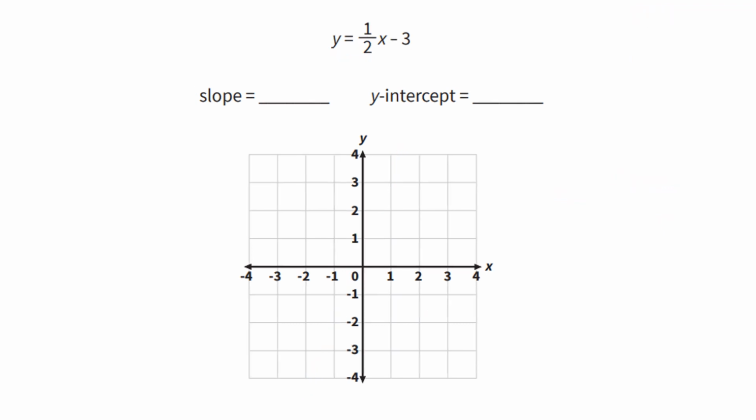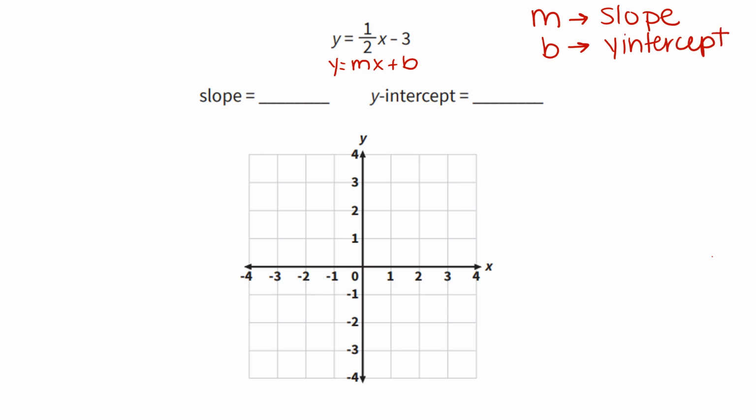Problem 2. Again, we are referencing our slope-intercept form equation, y equals mx plus b. M is representative of our slope, and b represents the y-intercept. So in the equation y equals 1/2 x minus 3, 1/2 is our slope, and negative 3 is our y-intercept. We graph the y-intercept first, which is our starting point, negative 3 on the y-axis.